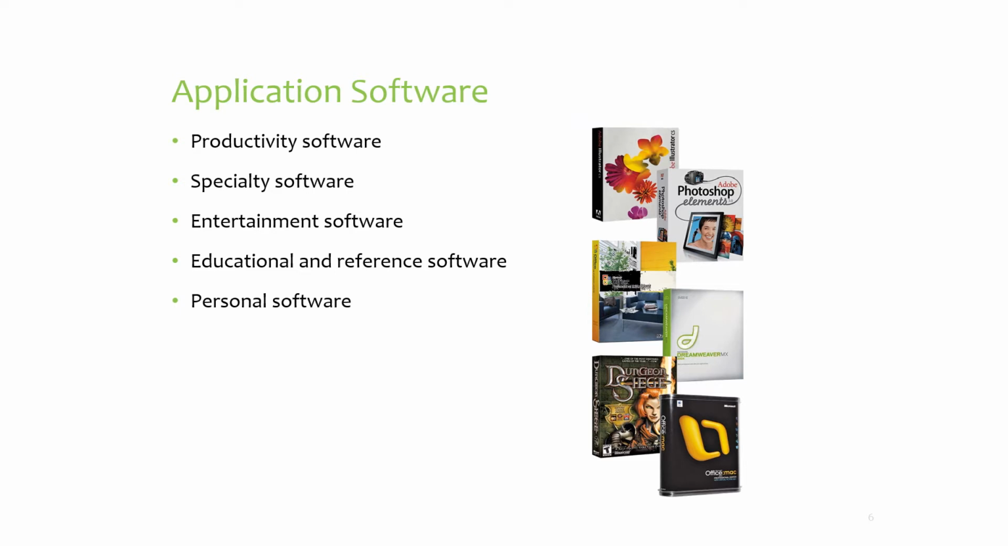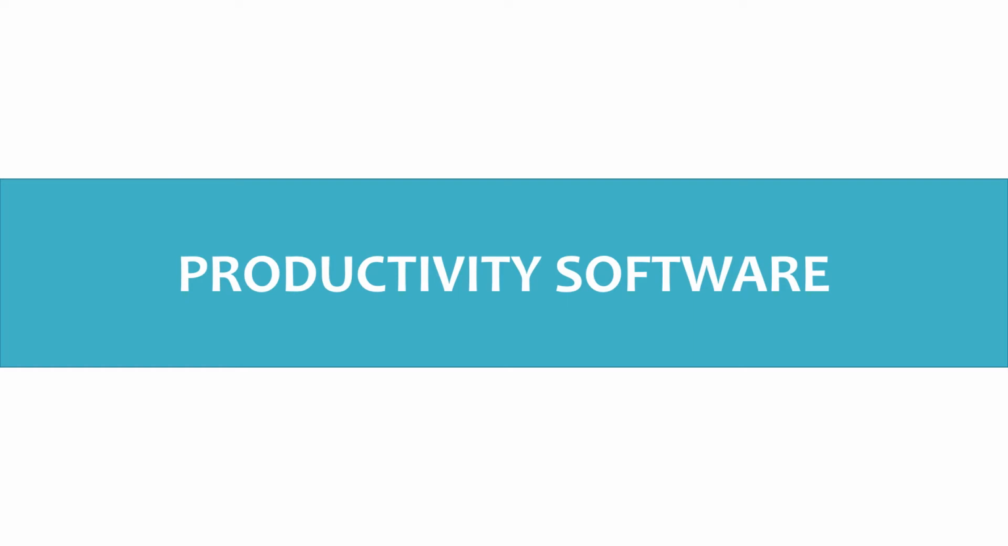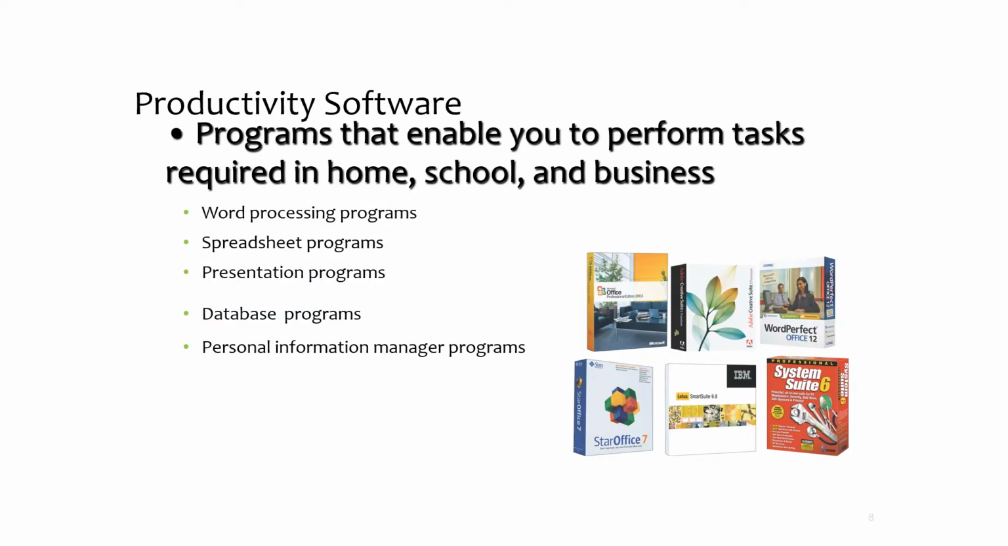Here, you can see the various types of application software available. In this lesson, we will look at all of these types in detail, starting with productivity software. Productivity software includes programs that enable you to perform various tasks generally required in home, school, and business.